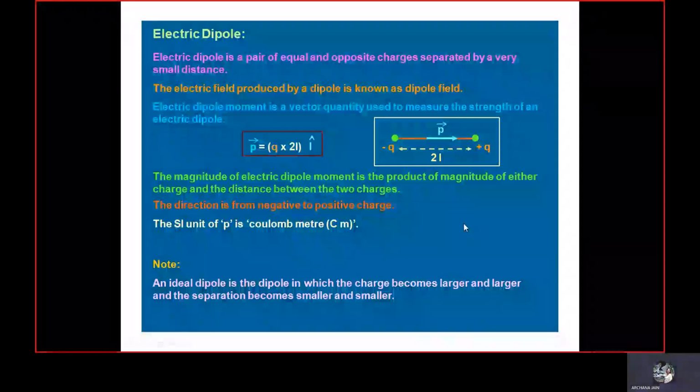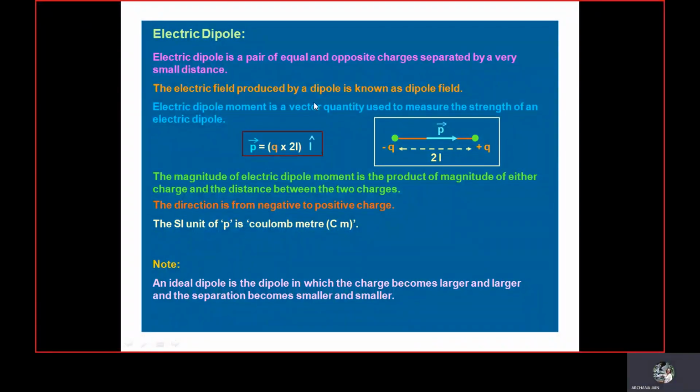Electric dipole. An electric dipole is a pair of equal and opposite charges separated by a very small distance. The electric field produced by a dipole is known as the dipole field. Electric dipole moment is a vector quantity used to measure the strength of an electric dipole.